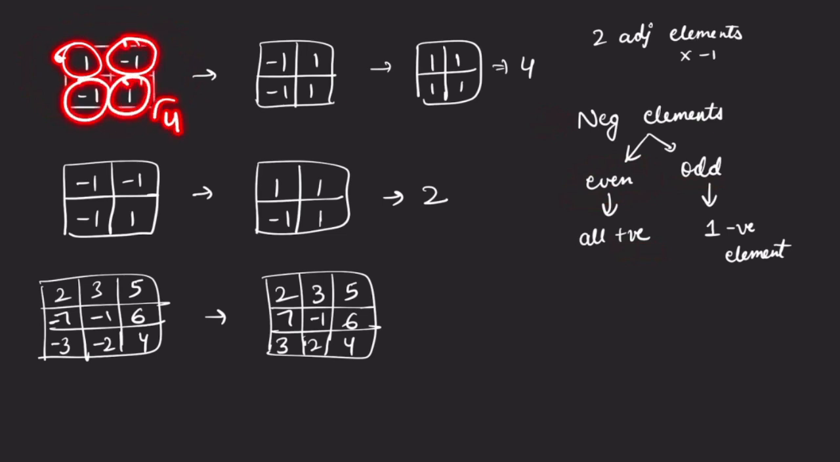So that will be 4, right? So with this, you will be able to identify the total sum of the matrix, right? And that will be your answer if the negative elements are even. But when our negative elements are odd, in that case, what will you do?